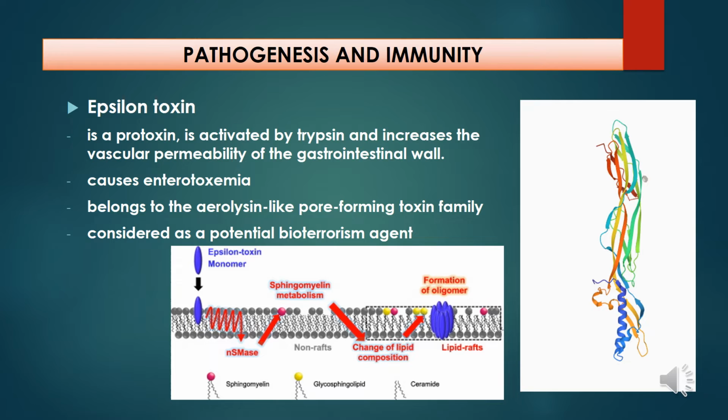And then the lipid composition of the membrane and the membrane fluidity have been shown to be critical factors for oligomerization and pore formation by epsilon toxin. Ceramide production in the plasma membrane results in ceramide clustering, thereby initiating the formation of microdomains.